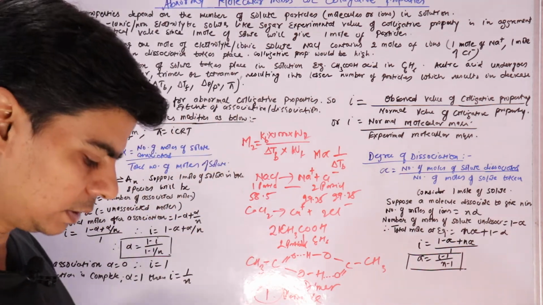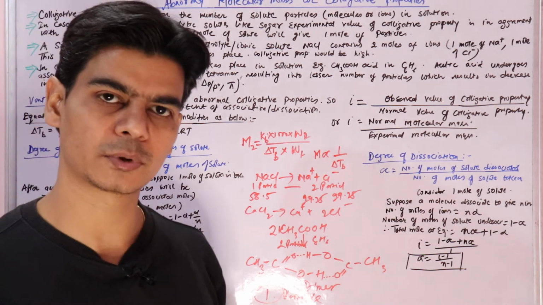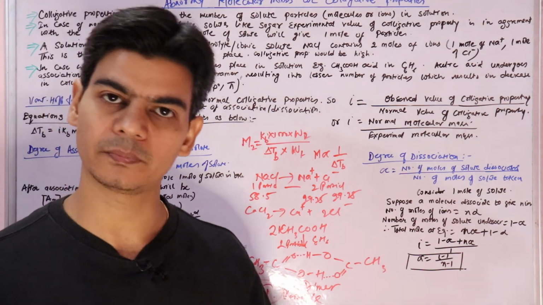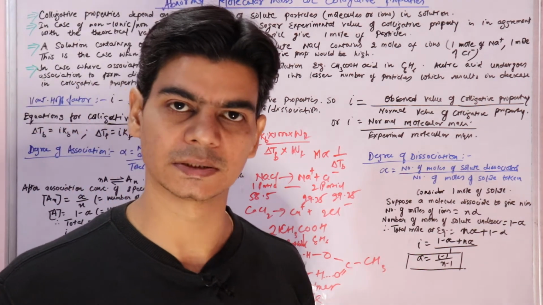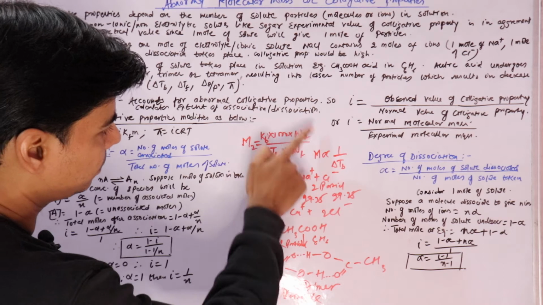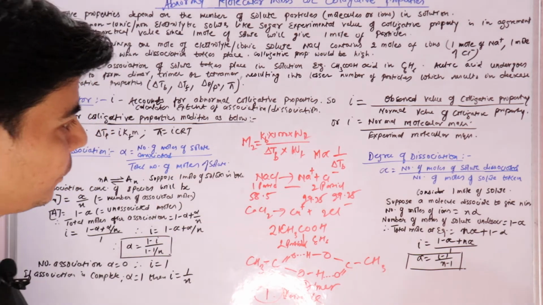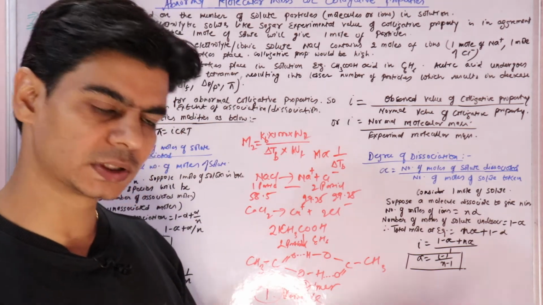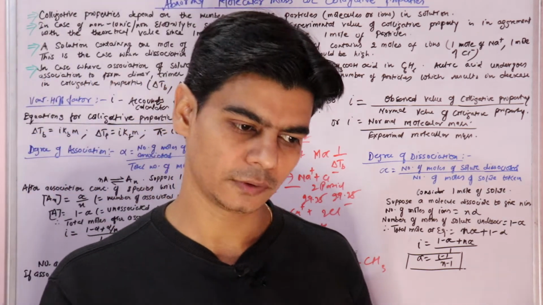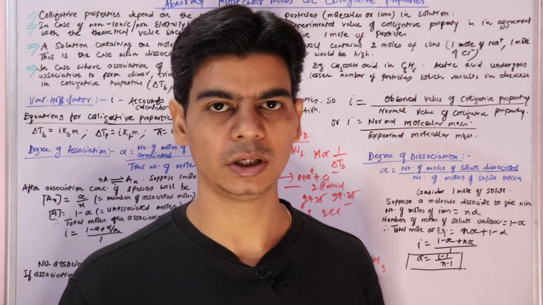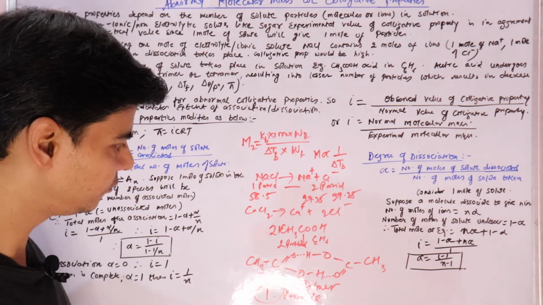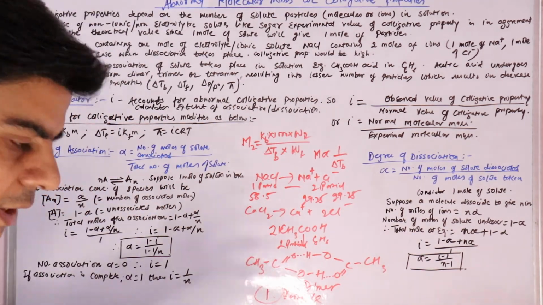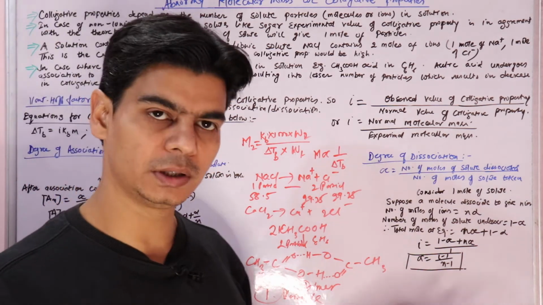Since the number of particles decreases, and we know that colligative property is directly related to the number of particles, if particles decrease, colligative property will also decrease, right? So here if you take this example again, we know that molecular mass is inversely related to colligative property. So if colligative property decreases, the molecular mass will increase, right? So we can check this relation between colligative property and molecular mass from here.